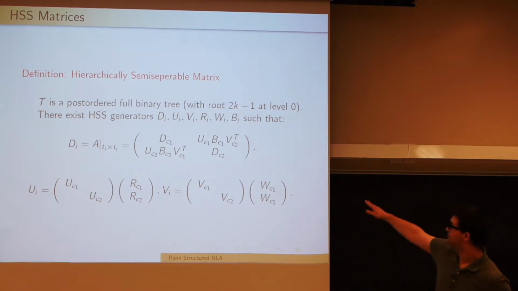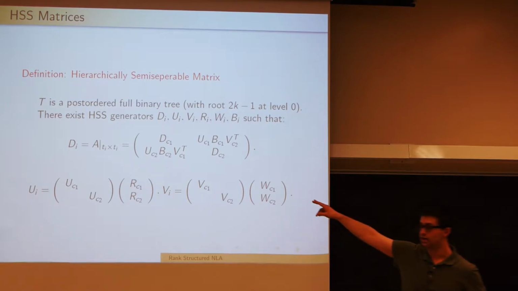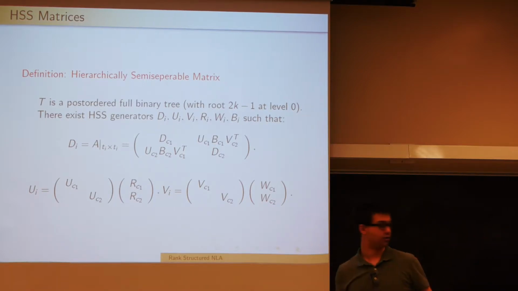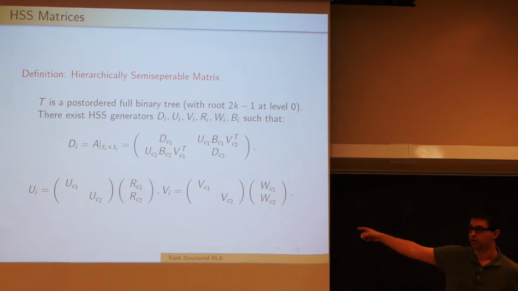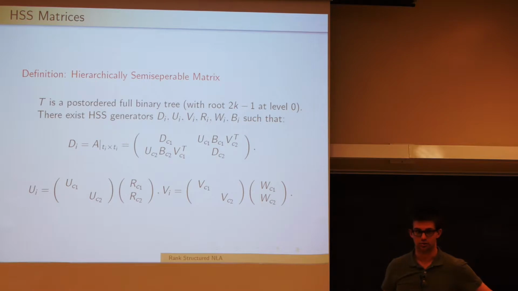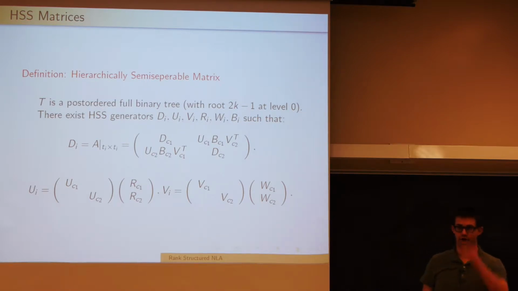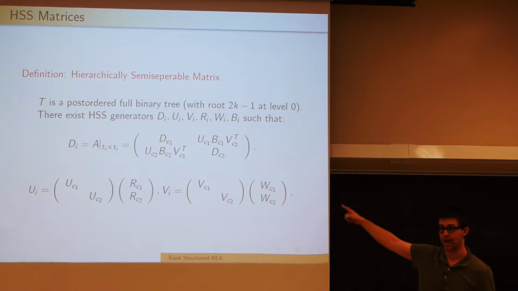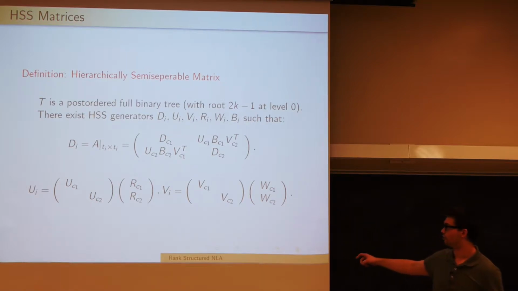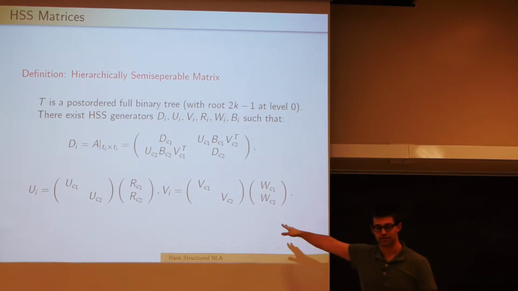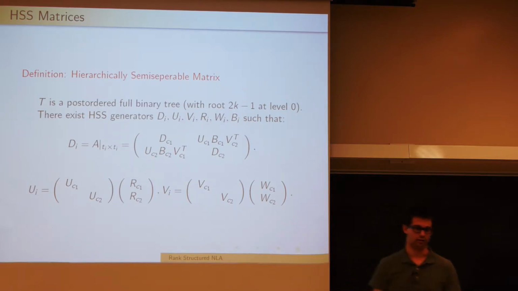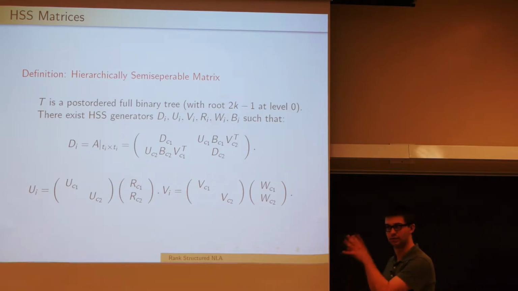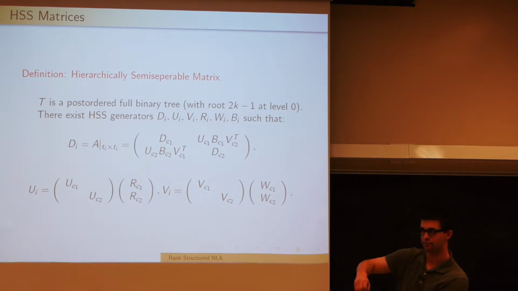And they satisfy these relations, where D_i you can think about as all the off-diagonal blocks of the matrix. And in particular, you can generate them recursively using the U and V matrices, which are the row bases at different levels. And this is the formula that does that recursively. And then moreover, you can generate these row bases hierarchically as you go up the tree using R's and W's, which I will give a much better representation of pictorially on the next slide, which shows the relationship as we go up and down the tree.